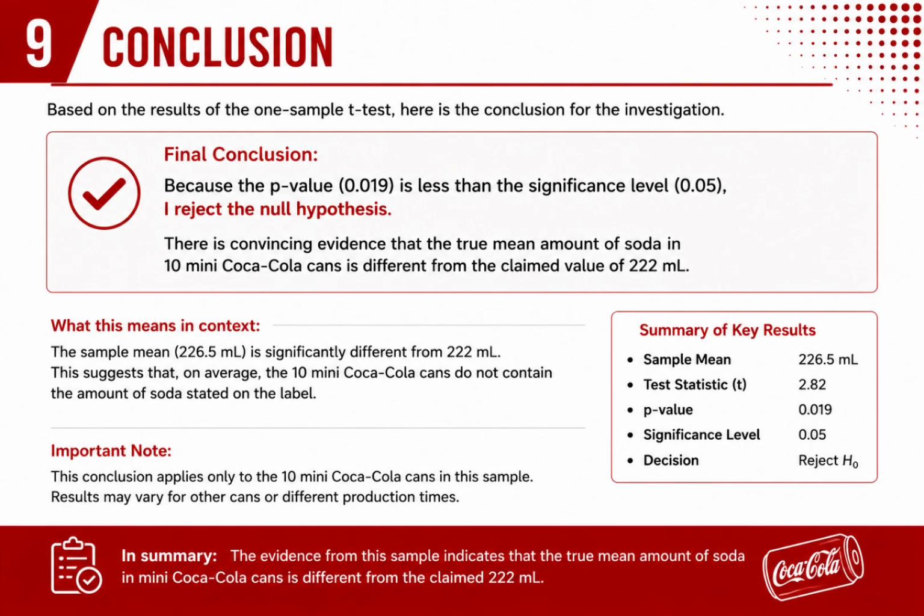Because the p-value was less than 0.05, I rejected the null hypothesis. There is convincing evidence that the true mean amount of soda in mini Coca-Cola cans differs from 222 milliliters. Based on the sample, the cans on average contain slightly more soda than the amount stated on the label.